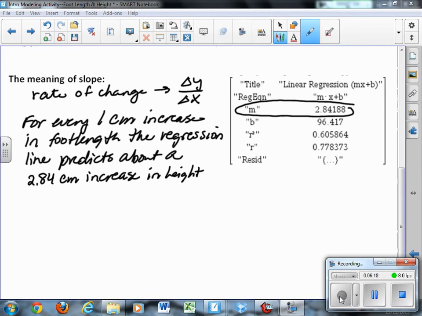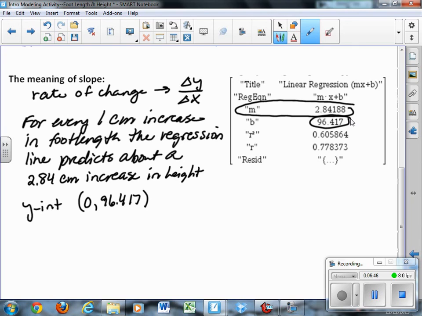Something else you might notice is the y-intercept is 96. How do we interpret the y-intercept? The y-intercept sometimes has a reasonable interpretation and sometimes it doesn't. In this case, it doesn't, because remember that the y-intercept has an x-coordinate of 0. So the y-intercept in this case says, if my foot length is 0, my height is about 96 centimeters. Clearly not making any sense.